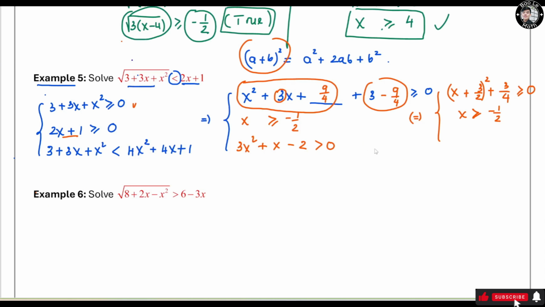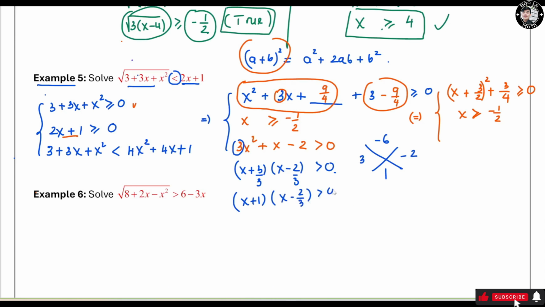Now the third one right here, we can use the AC method to factor this guy out, right? So I have negative AC, which means negative 6, and this guy 1. Find two numbers multiplied to negative 6 that add up to 1, which is 3 and negative 2, right? So this guy is the same thing as (s plus 3) times (s minus 2). Then you need to divide by the coefficient right here. It would be 3 right here, greater than 0, right? So (s plus 1) times (s minus 2 thirds) greater than 0, right?